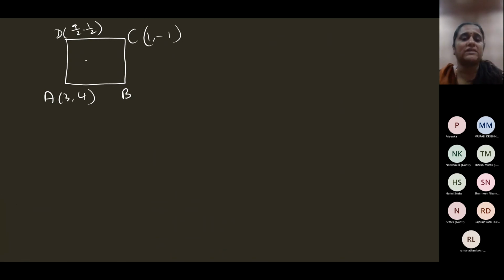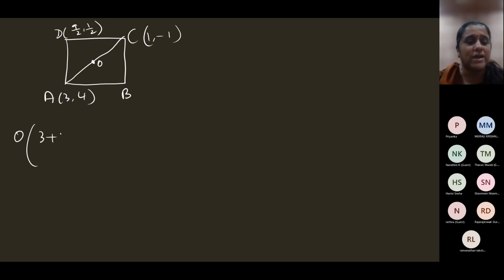The midpoint of both the diagonals is the same. So now we can find the midpoint of the diagonal AC because we know the coordinates of A and C. Let's find that. Let's call it O. So what are the coordinates of O?